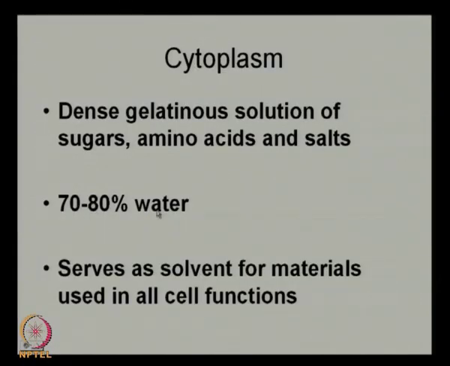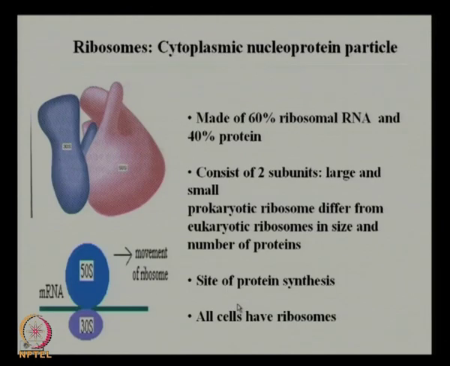Now, when we are coming to this internal cell pool, we are talking about the liquid or the fluid, and in most of the cells 2/3 is the liquid or fluid. That means here also we can find that 70 to 80% water is there in this bacterial cell. It is a dense gelatinous solution of sugar, amino acid and salt. It serves as the solvent for material used in all cell functions.